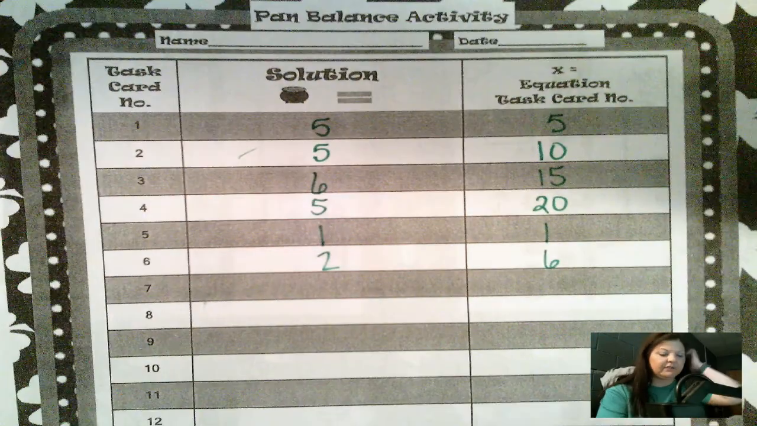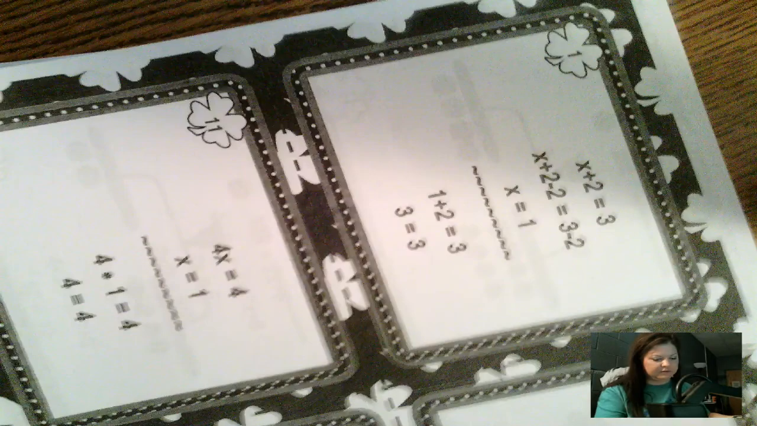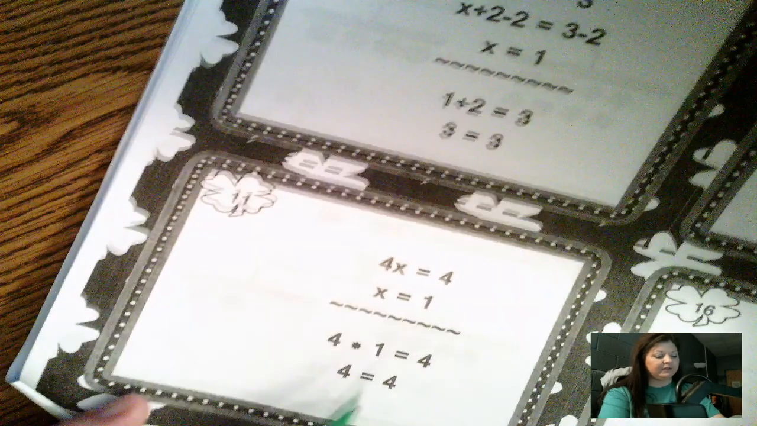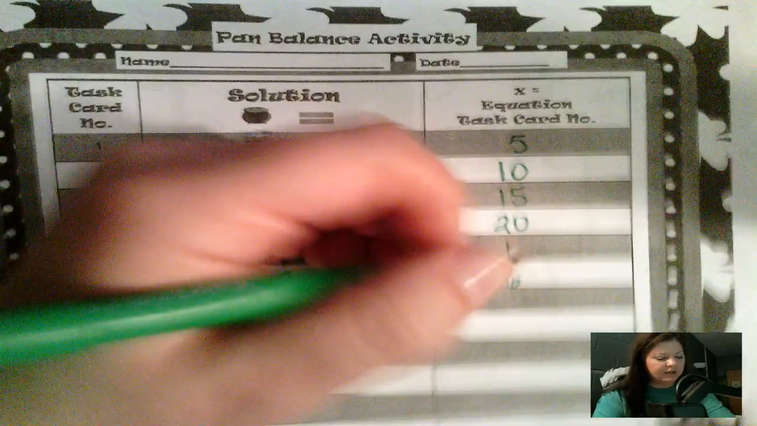There's a lot of flipping in this, sorry. It would have been easier to do a sort. All right. The next one is clover card 7, which is 4x equals 4. And on the back we have 4x equals 4. It's really easy to check yourself. So we have clover card 11 and x equals 1. So go back to our solutions page. X equals 1. And what was that again?